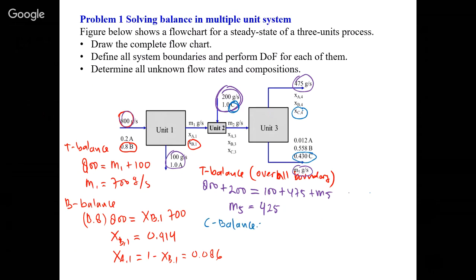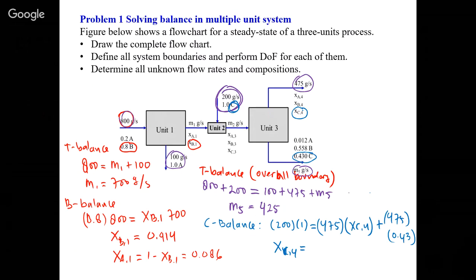Why do you choose the C balance? Okay, the C balance, then we get 200 that come in multiplied by 1 equal to the one that goes out here, which is 475 multiplied by xC4, plus M5, which we know already, 400 and 75 multiplied by 0.43. Then by solving this one, you will get xC4 equal to, let me calculate.